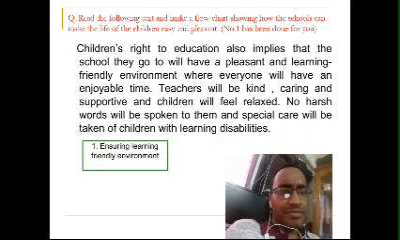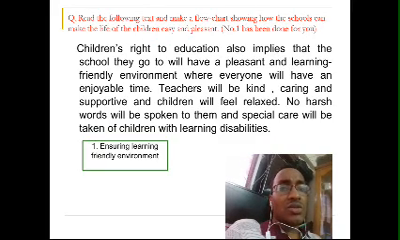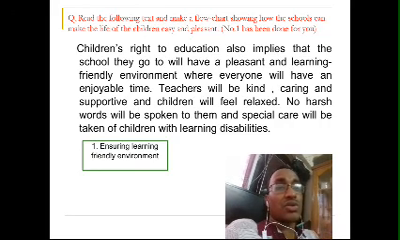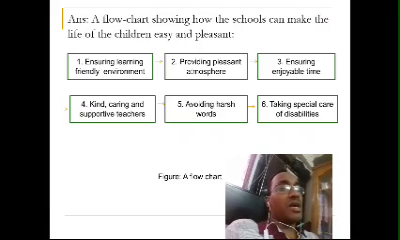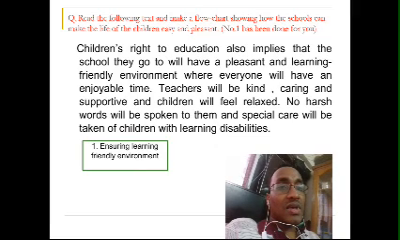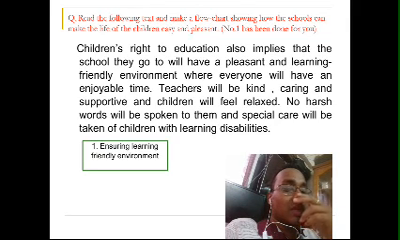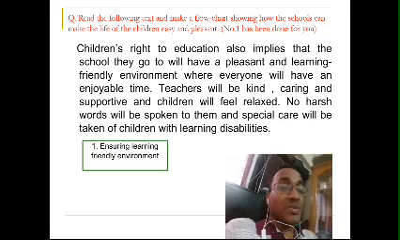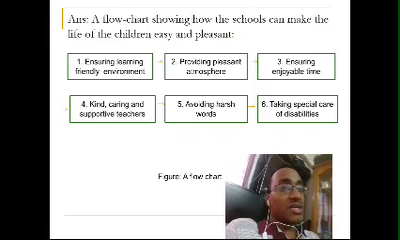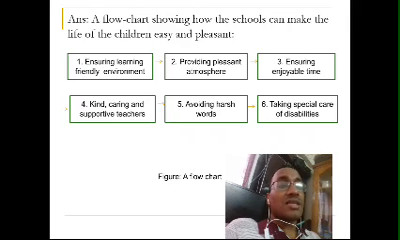And you see the last line: no harsh words will be spoken to them, and special care will be taken. So harsh words should be avoided. So avoiding harsh words, this is another point. And finally, special care will be taken of children with learning disabilities. The students who are needy or disabled should be taken special care of. So taking special care of disabilities. So these are the 6 points. Through these we can make a school enjoyable to the children.